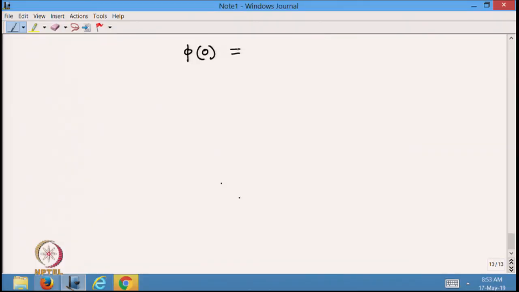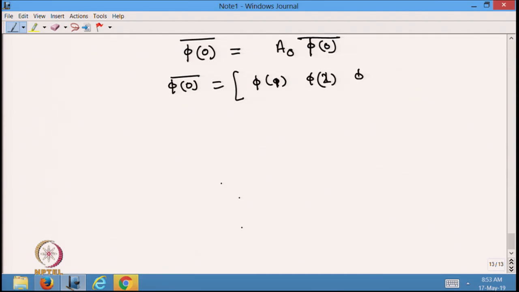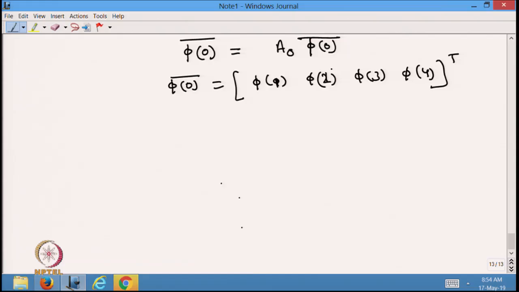phi 0 is basically A naught phi 0. So this is a vector where phi naught is basically the values of phi at 1, 2, 3 and 4. Because we have taken d equal to 6, we will be computing for this vector. So what has this problem become?